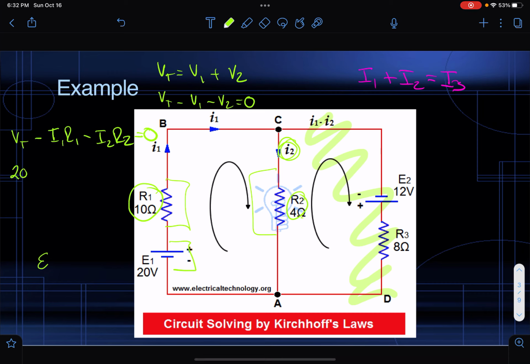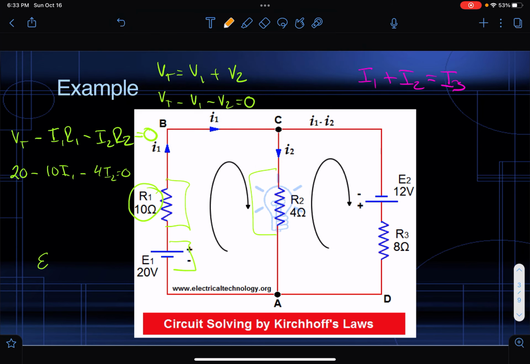So we could have 20 minus 10 I1 minus 4 I2 is equal to 0. Okay? So that is for this first loop, this ABC loop. And now we're going to look at it in terms of the DAC loop over here.